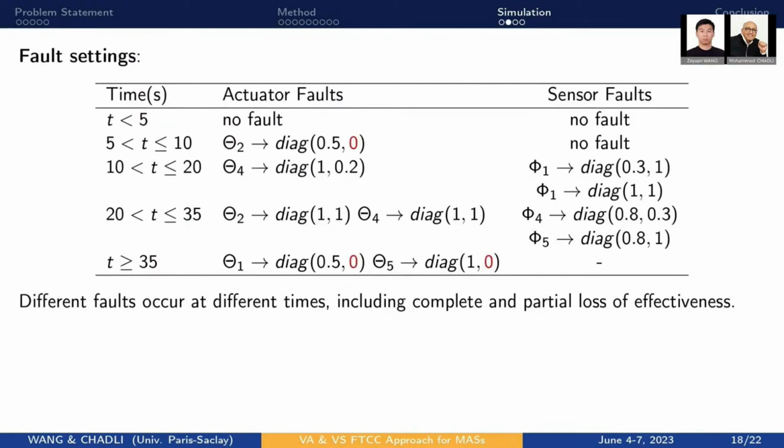We consider simultaneous partial and complete loss of effectiveness on different agents. For example, between 5 and 10 seconds, the effectiveness of the second actuator of agent 2 becomes 0. And after 35 seconds, the effectiveness of the second actuator of agent 1 and agent 5 becomes 0.